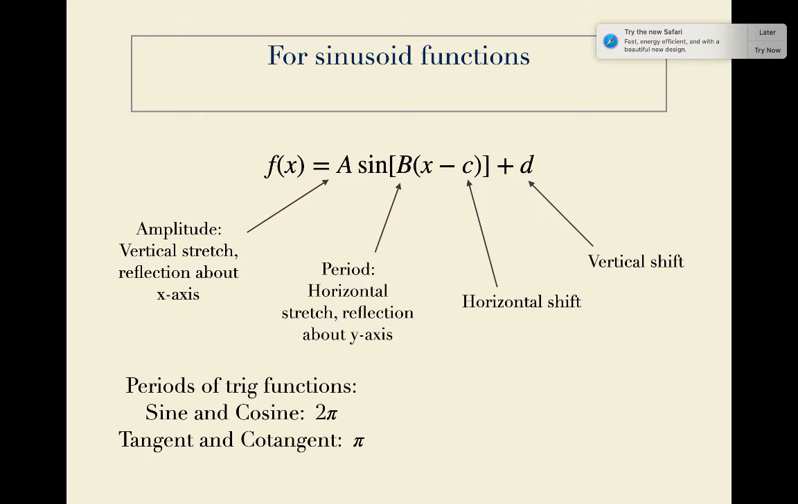We have the periods of trig functions, and you should hopefully already know this, that sine and cosine repeat every 2 pi. So basically the full distance around a circle, they'll repeat. The tangent and cotangent have a period of pi. It's important to know these, so if you don't know them already, please remember them.